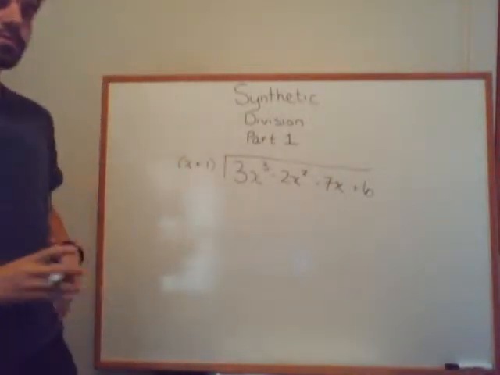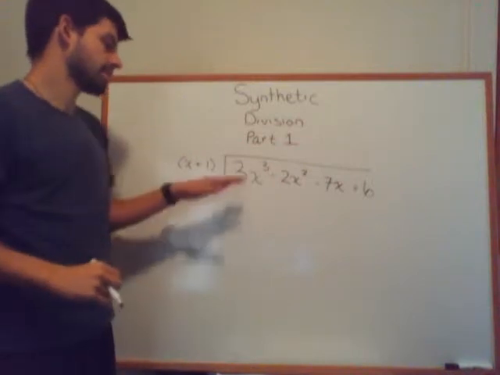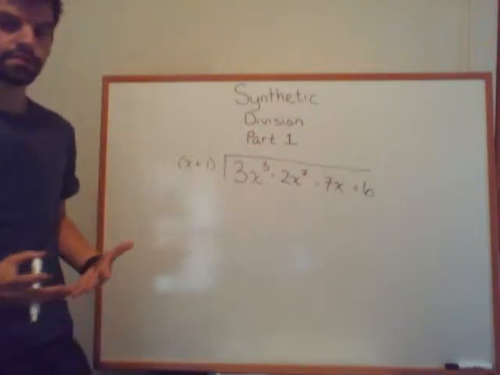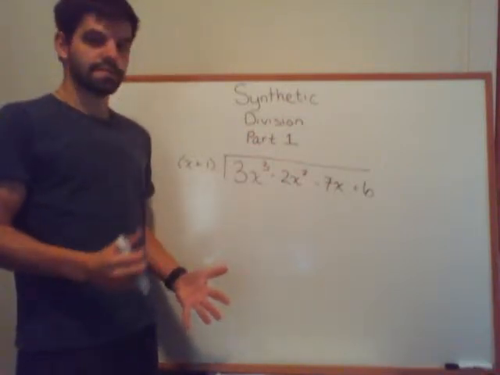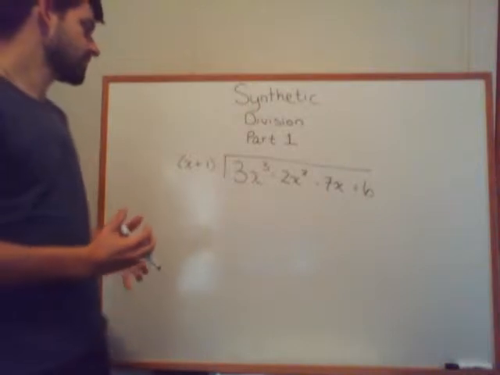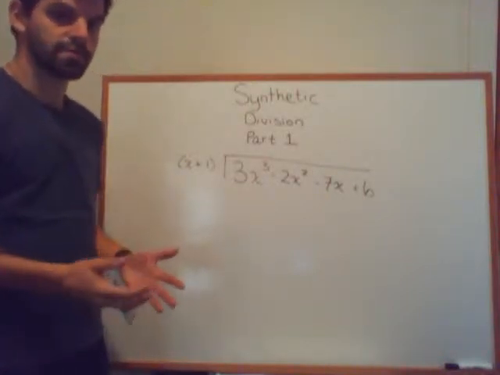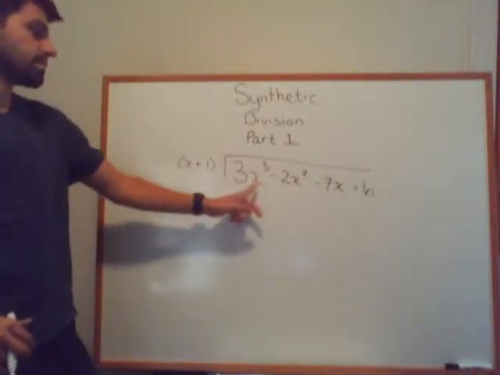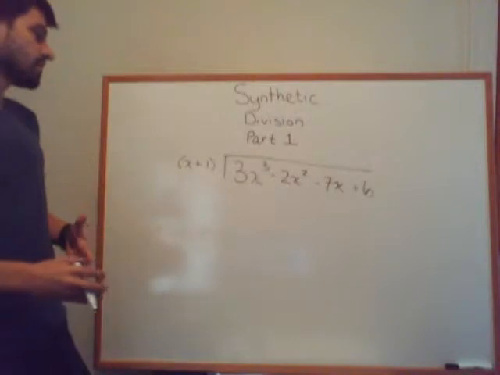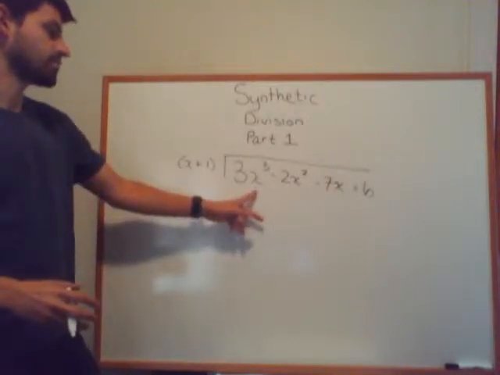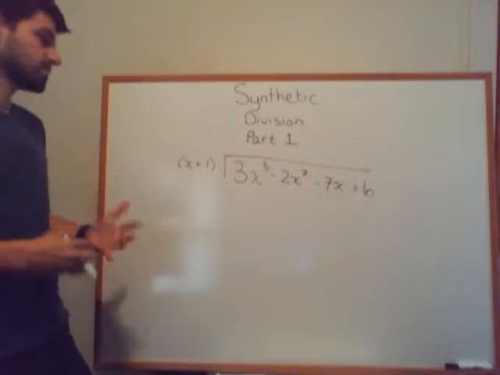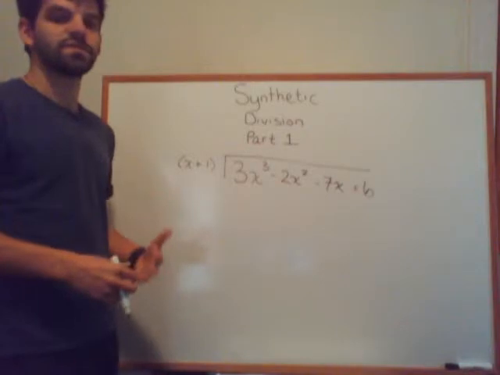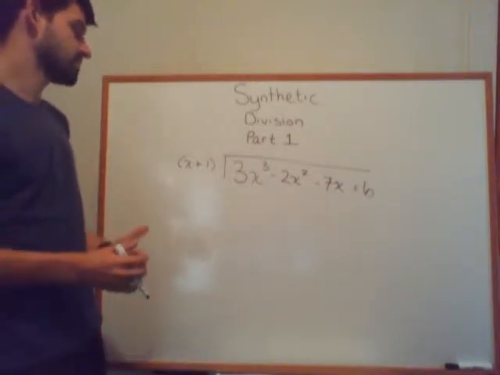Okay, so let's first determine what we're trying to figure out here. Again, we're trying to figure out how many times x plus 1 can go into the expression 3x cubed minus 2x squared minus 7x plus 6. Now what we're going to do is use the distributive property to help us with this. So let's first figure out how many times x can go into 3x cubed. Well, we know that x to the first power times something gives us x to the third. That's what we do when we multiply exponents.